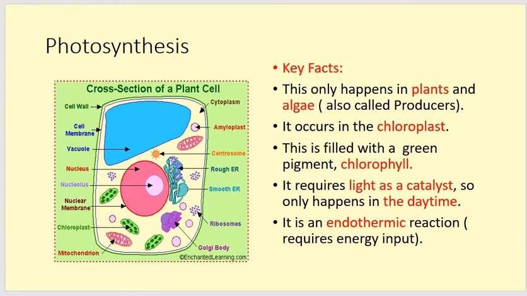This occurs in the chloroplast, which are these green structures here within the cell. This is the whole cell. The green structures inside it are chloroplasts. They're filled with the green pigment called chlorophyll. Easy to remember, they're filled with chlorophyll. This reaction needs light as a catalyst, so it will only happen in the daytime. It is an endothermic reaction. It requires energy for the reaction to happen.